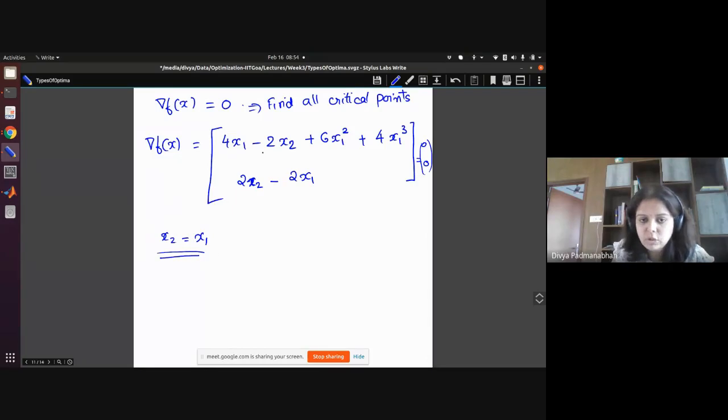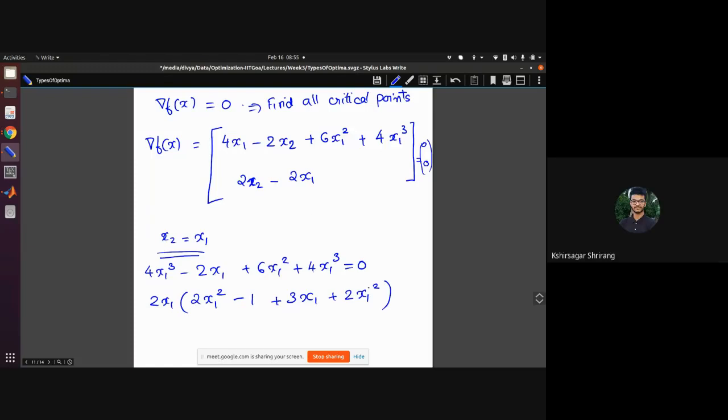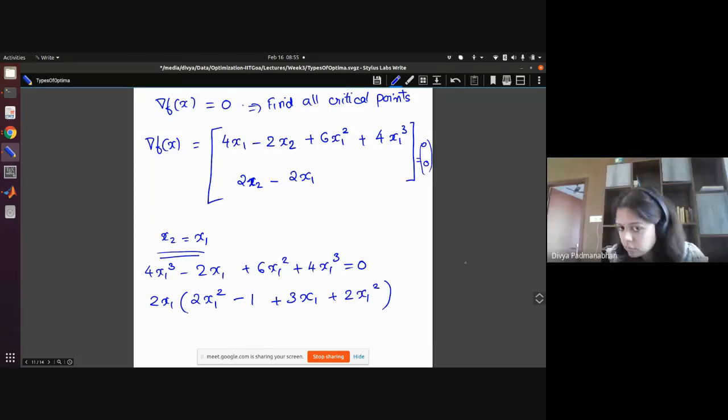And now you need to look at the first one. So what you have is 4x1 minus 2x2 plus 6x1 squared plus 4x1 cube is 0. So if I simplify this a little bit, x2 is actually x1 itself. So I can just write this as x1. Okay. So because we already know this has to be true, I can take 2x1 out. And if I simplify this, I'm going to get 2x1 square minus 1 plus 3x1, right, plus 2x1 square again. Is this right? So we have 4x1 in the beginning. Yes, ma'am. Pardon? Ma'am, the first term is 2x1 instead of 4x1. Oh, it's 2x1. Okay. Thanks.